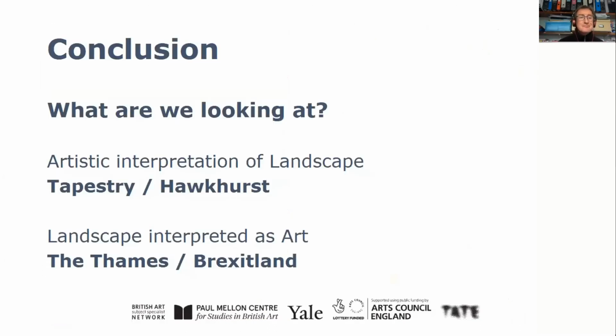So, in conclusion, what are we looking at? And I think we're looking at 2 very different things here. The first 2 maps which I showed you, the tapestry and the Hawkhurst estate map, I think are artistic interpretations of the landscape, whereas the 2 21st century artworks really are the landscape interpreted as art. So it's not what you'll see on the ground, but it is using landscape as a way of communicating that information.